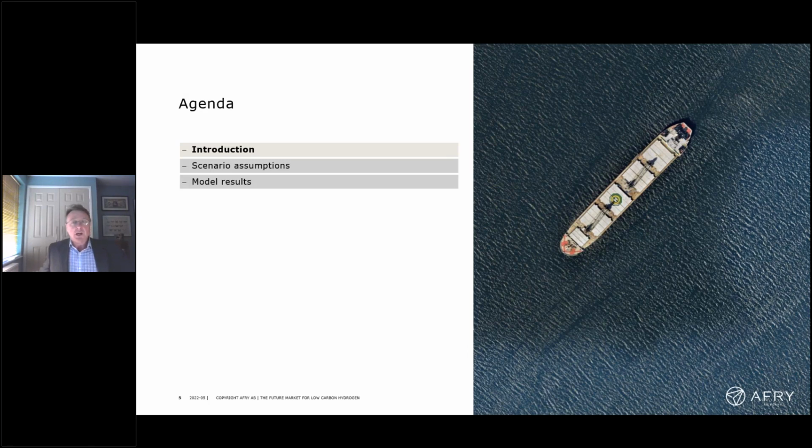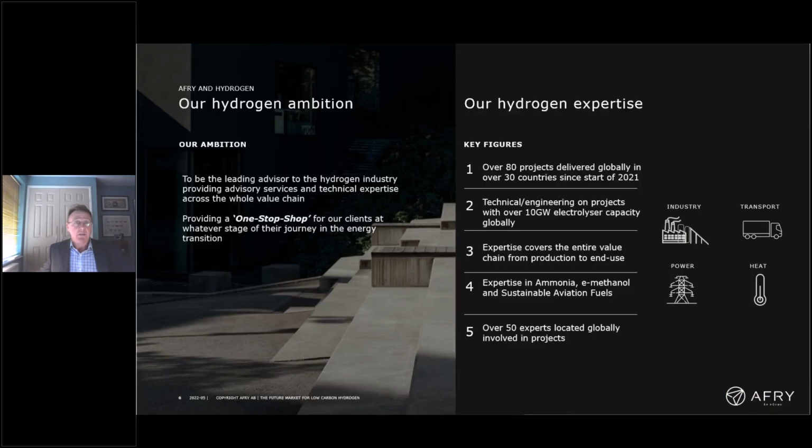So we'll just do a quick introduction to our involvement in hydrogen and the trade flow model before moving on to look in more detail at the model and the results of the modeling.